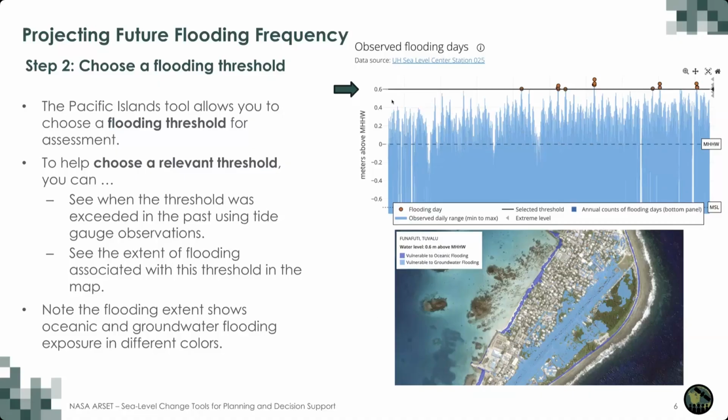So you can play with the threshold in the tool to look at how the frequency of that flooding has occurred in the past, and also the map of how that flooding will look in terms of its extent and how it maps onto vulnerability to oceanic and groundwater flooding separately.